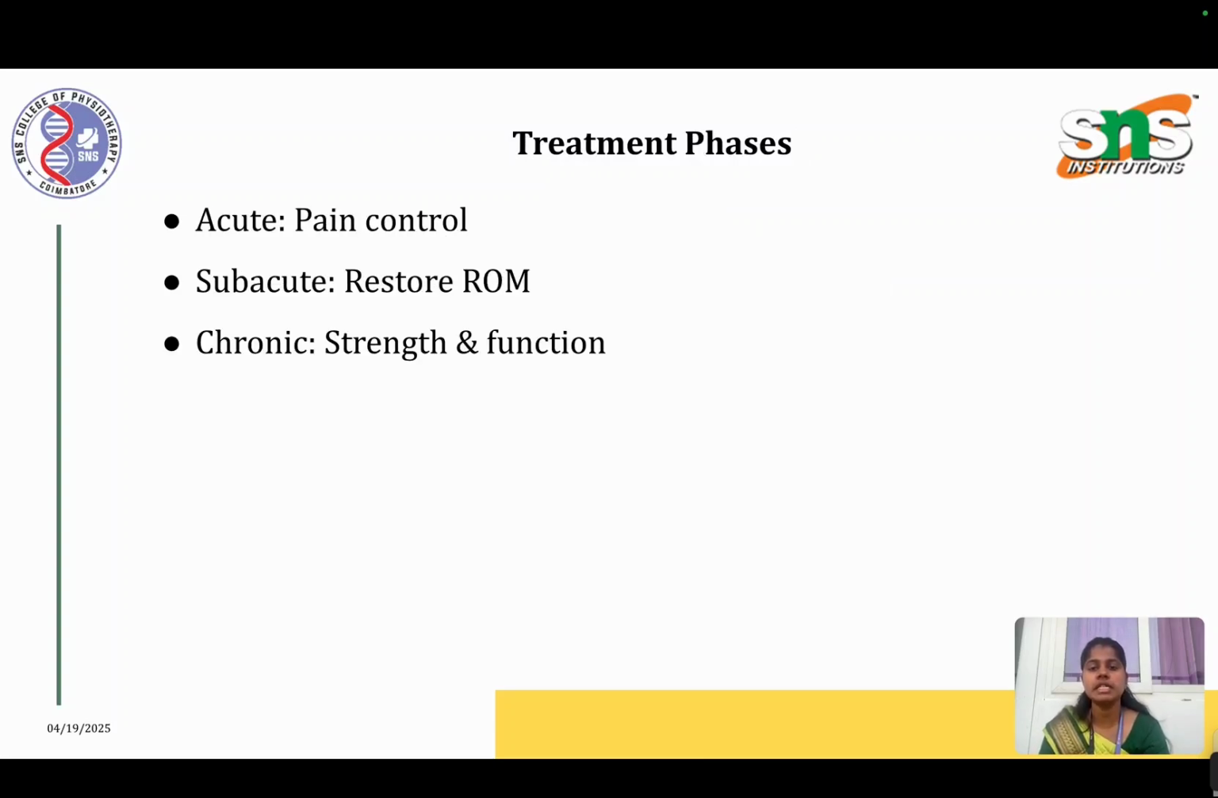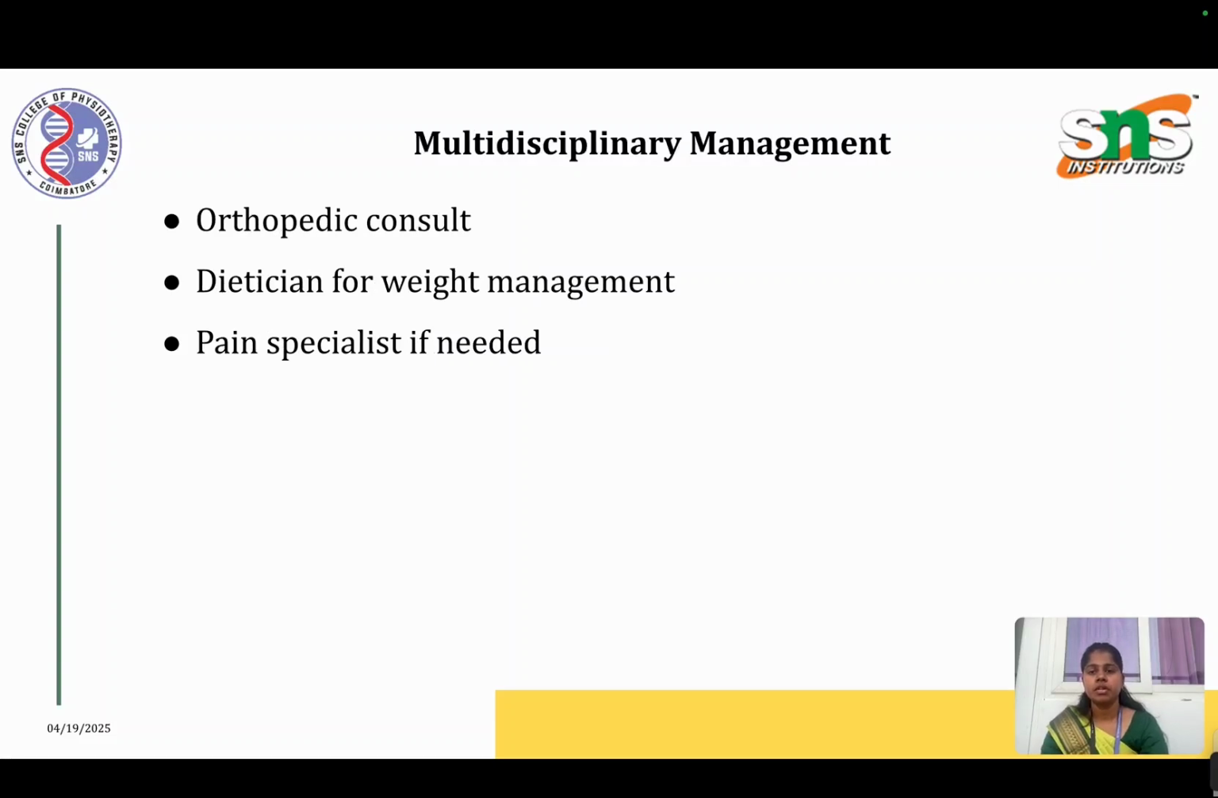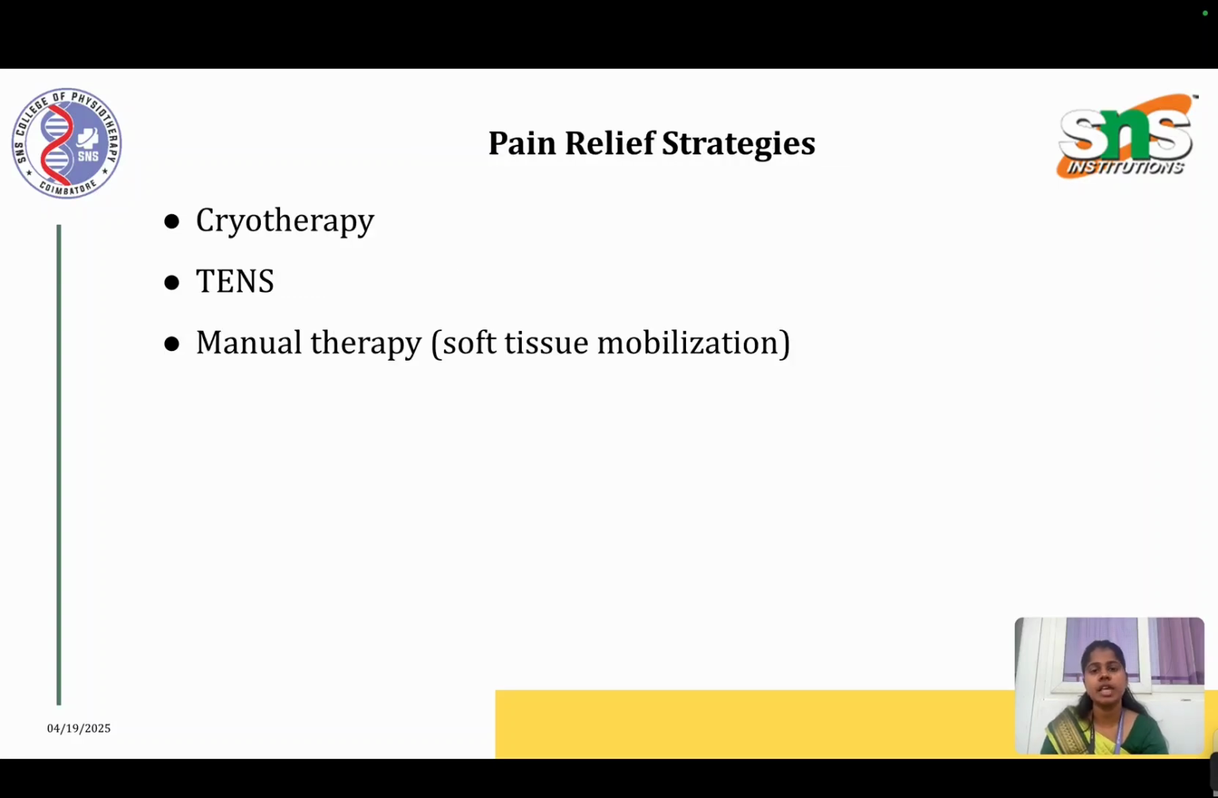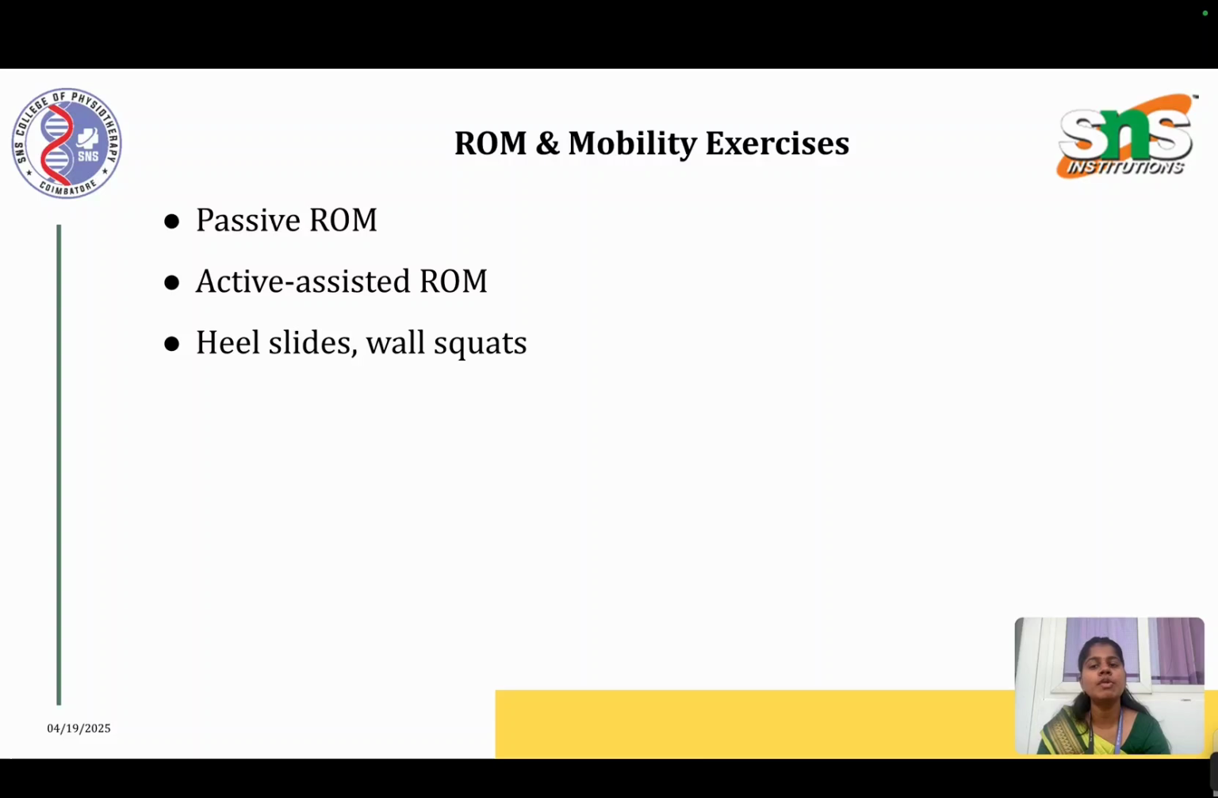The treatment phases: during the acute phase, pain control; during subacute, restore ROM; and during chronic, strength and function. Coming to multidisciplinary management, an orthopedic consultant was involved, a dietitian for weight loss management, and a pain specialist, that is myself. Pain relief strategies, that is cryotherapy and TENS, and manual therapy, that is soft tissue mobilization, have been given to him, along with ROM and mobility exercises.